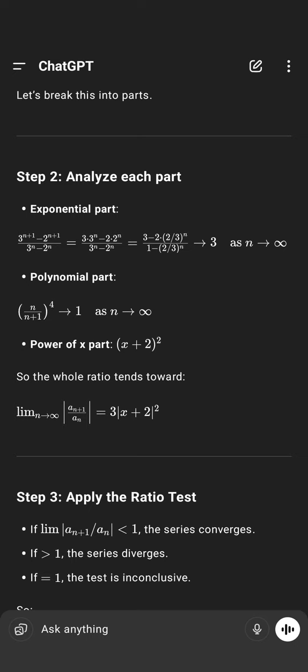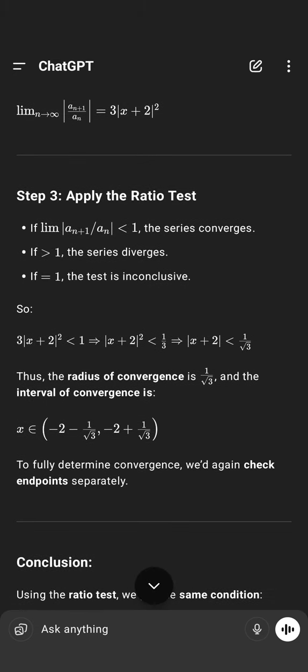Polynomial part: (n over n + 1)^4 approaches 1 as n approaches infinity. The power of x part: (x + 2)^2. So the whole ratio tends towards the limit, as n approaches infinity, the absolute value of a_(n+1) over a_n equals 3 times the absolute value of (x + 2)^2. Step 3, apply the ratio test.